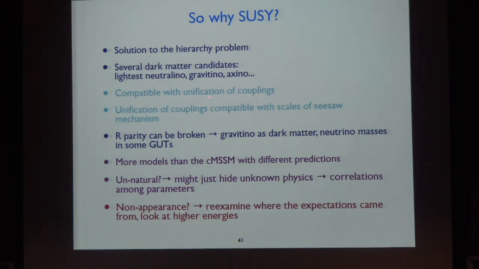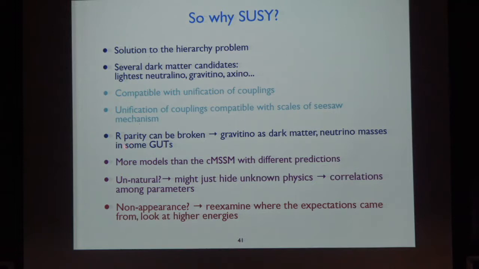So SUSY is a solution to the hierarchy problem. It's the only extension of the Poincare group, so it's nice. Several dark matter candidates: I just showed the neutralino, but there are others. It can be the gravitino, the axino, the sneutrino. I put in light blue the compatible unification of couplings, and unification of couplings compatible with scales of the seesaw mechanism, because this shows the model is consistent with some more general assumptions, but it's not proof of existence, just consistency. And if these are not valid, then this is something else.